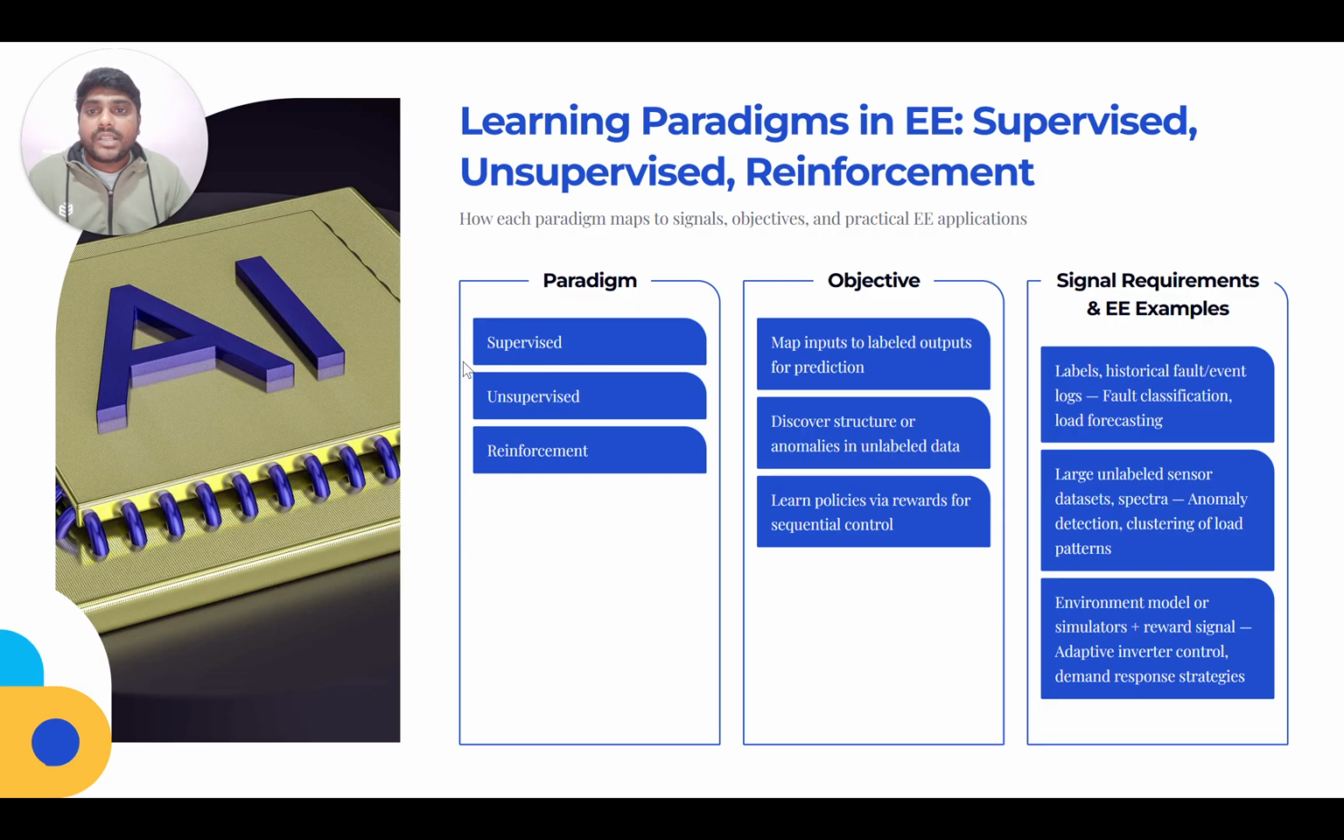Unsupervised learning aims to discover structure or anomalies in unlabeled data. This is ideal when you have large unlabeled sensor datasets. It's used for anomaly detection or clustering of load patterns to find hidden trends. Finally, reinforcement learning. Its objective is to learn policies via reward for sequential control. This requires an environment model or simulator to provide a reward signal. Practical applications include adaptive inverter control and sophisticated demand response strategies.